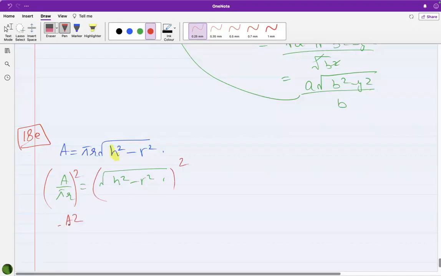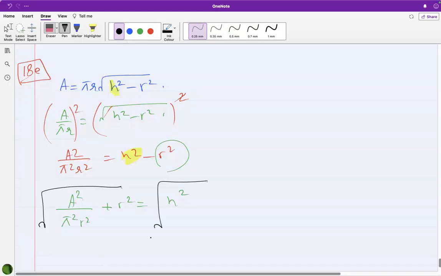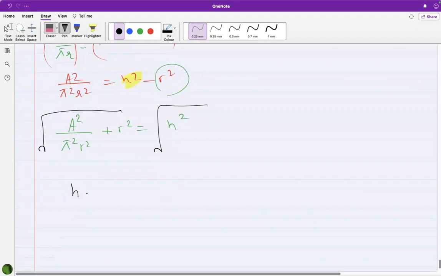So this is a square over pi square r square, and that is h square minus r square. You get rid of this. Now we are focusing on getting h separate. So then we move that to the other side because plus r square, so a square over pi square r square plus r square is equal to h square. And then we do the square root on both sides. So finally, h is equal to the square root of a square over pi square r square plus r square. H is the subject of the formula.